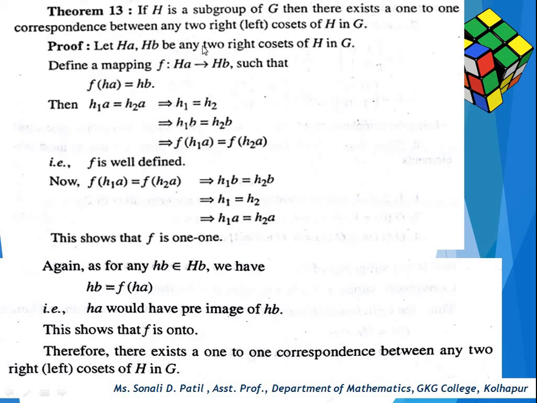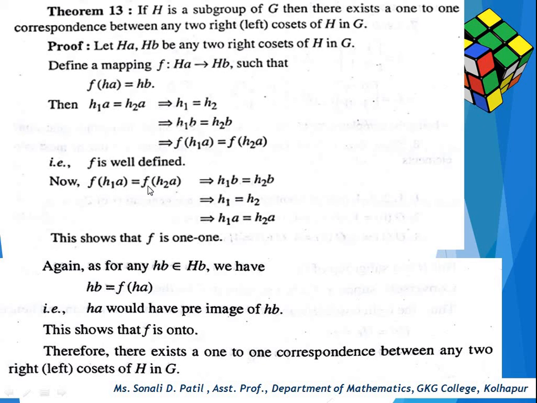Let Ha, Hb be any two right cosets of H in G. So define a mapping f from Ha to Hb such that f of Ha is equal to Hb. Here we can define a function f from Ha to Hb, f of Ha is equal to Hb. Okay. So then h1a is equal to h2a implies h1 is equal to h2. So this implies that h1b is equal to h2b. So this implies that f of h1a is equal to f of h2a by using this definition of function. So that is f is well defined.